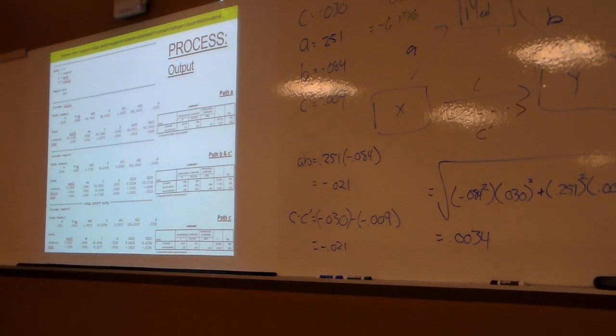This is the thing. This is an old version of PROCESS. With the new version, in order to run it and get the commands, you have to buy the book. And so this is an old version. Amelia, is it not working on yours?